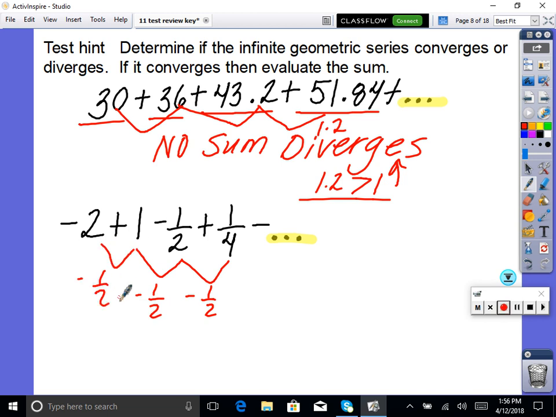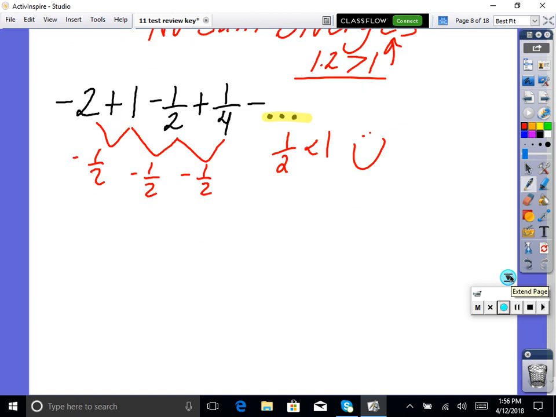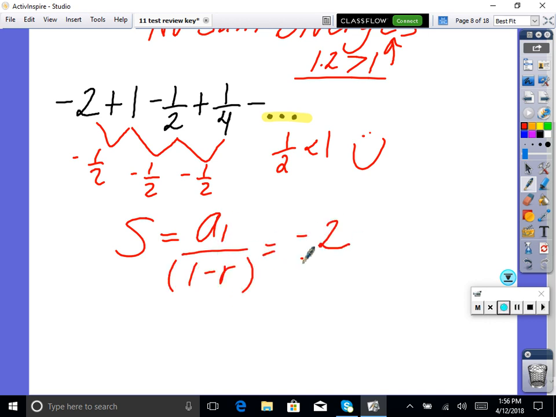So if we're timesing by -1/2. Now you don't look at the negative, but isn't a half less than 1? Yes, so it's converging towards a sum, because as we keep going, it's eventually going to be 0. Therefore, we can actually find the sum. But it's infinite, so you have to use the formula S is equal to a sub 1 over 1 minus r. Our a sub 1 is -2, and then on bottom we have 1 minus our r, which is -1/2.